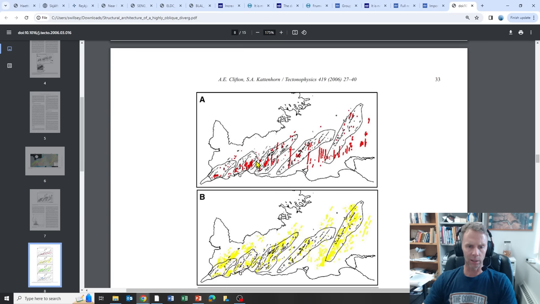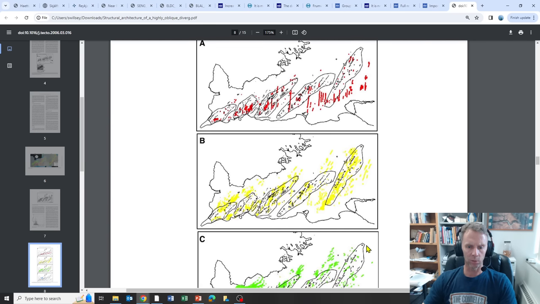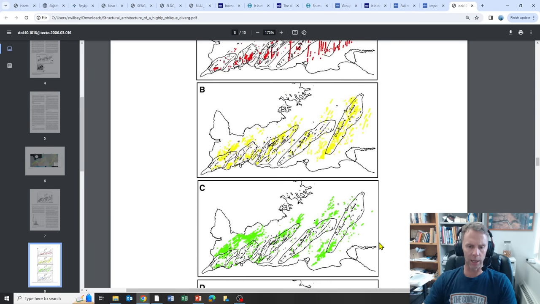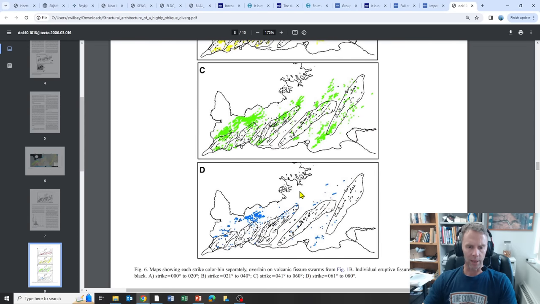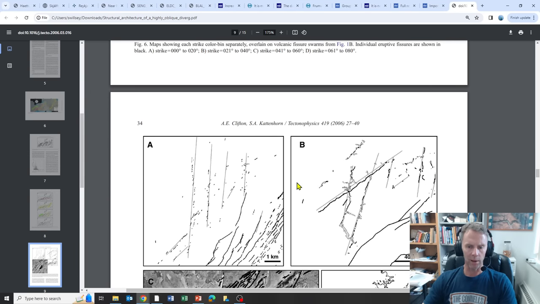And that's what they've done here a little bit too, is now they've broken those groups of colored fractures down, outlined the five volcanic systems, and then plotted the fractures on top of that to see what kind of relationships they have.